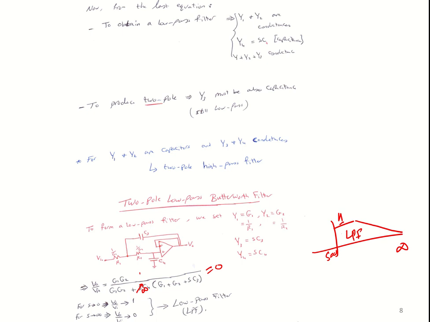This is called a two-pole filter, because we will be getting two poles here. One S is this, one S is this, so we will get S square, a second order polynomial. So we'll have two poles for this case. This is called a two-pole low pass Butterworth filter.